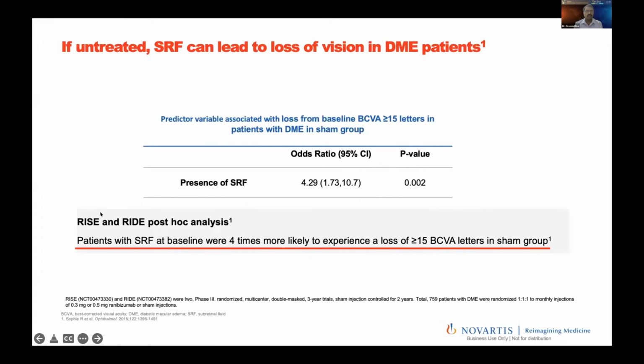And this was clearly demonstrated in the RISE and RIDE post-hoc analysis, where they showed that patients with subretinal fluid at baseline were 4 times more likely to experience a 3-letter drop in the sham group.